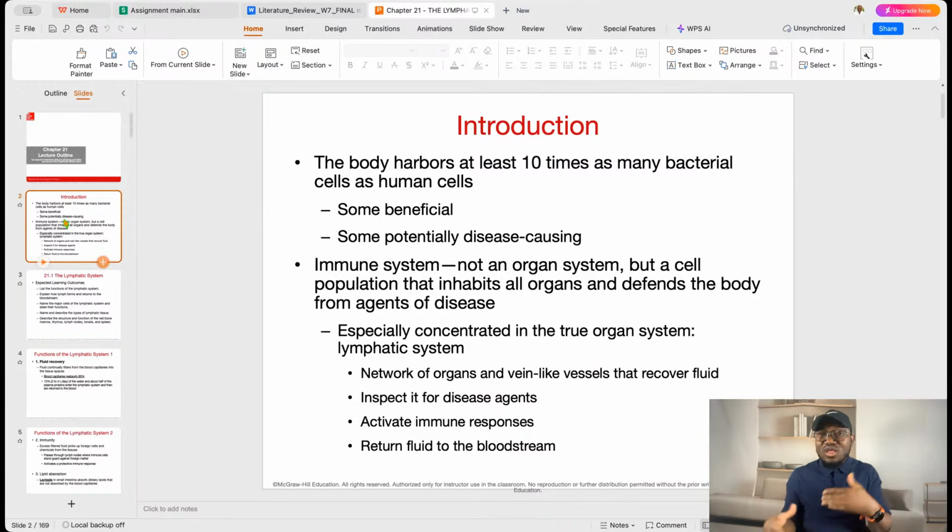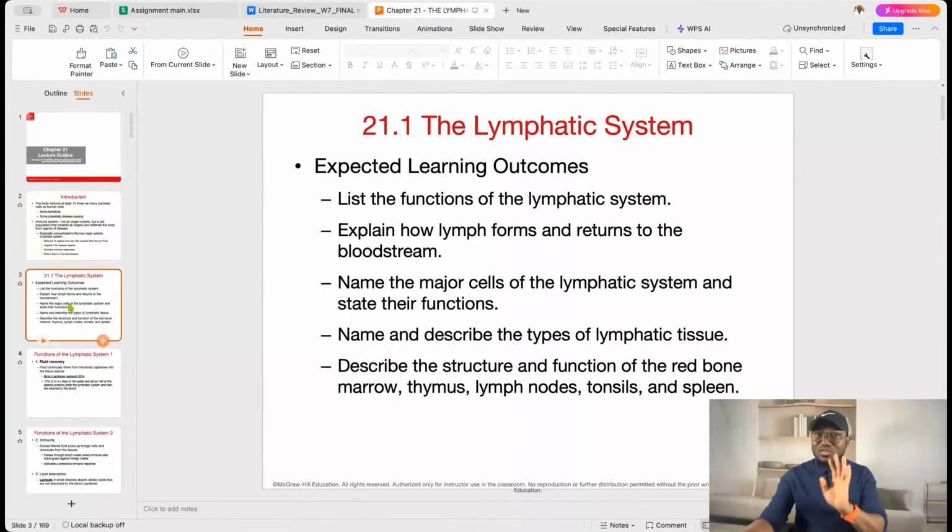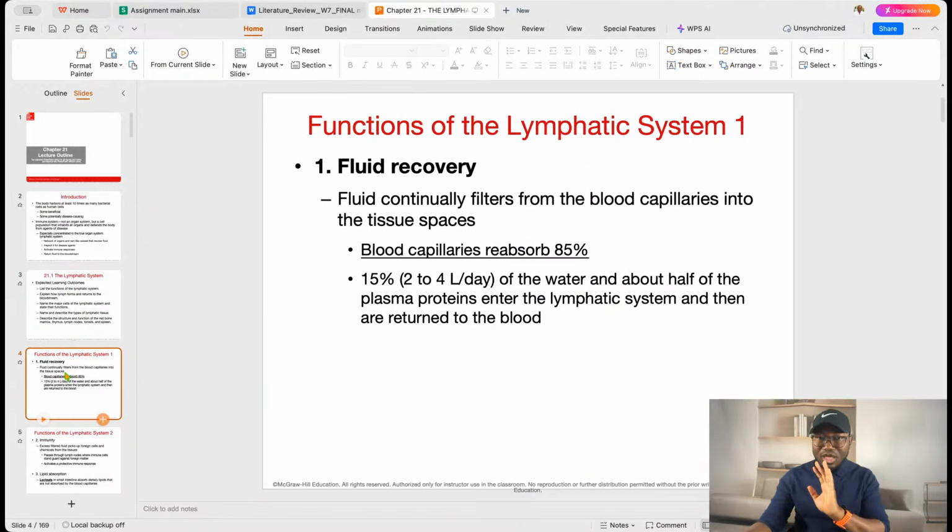So when you are mentioning the body organ systems, you can't call the immune system an organ system. The circulatory system is an organ system. The urinary system is an organ system, but the immune system is not. Instead, the immune system is composed of a group of cells that are embedded in every other structure. And what is their function? Inspection for disease agents, activating responses, mopping up, and returning fluid to the bloodstream. It is extremely important that you understand these things. So this is more like an intro to the lymphatic system.